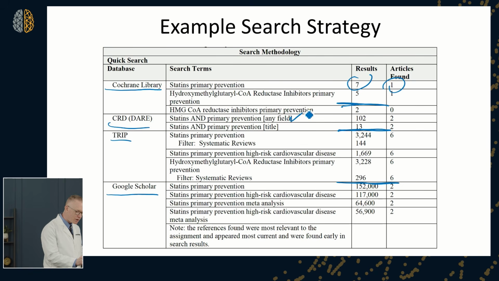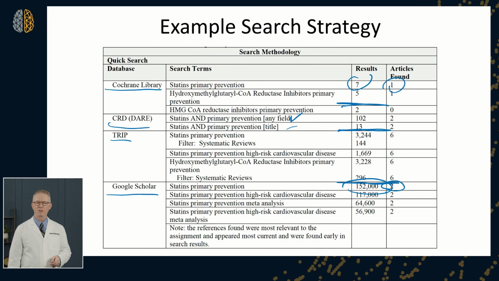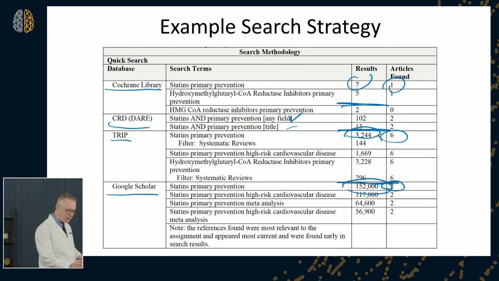These were some of the search strategies and search terms that were used. So again, you could see the application is based on the database's programming language of how it reads things. But look at Google Scholar, 152,000. And out of that, there were really only 2 papers that were found. That's a lot of work just to find 2 papers. Okay, TRIP, 3,200, again, 6 papers found. So you can see that some databases are finding different results.